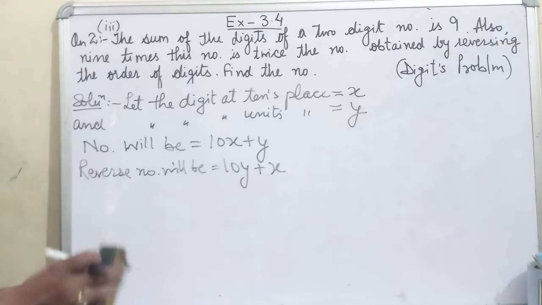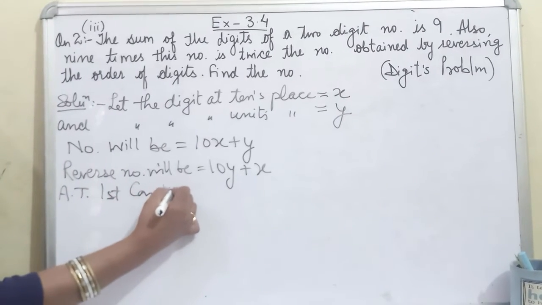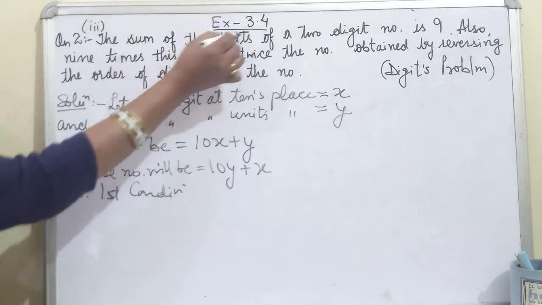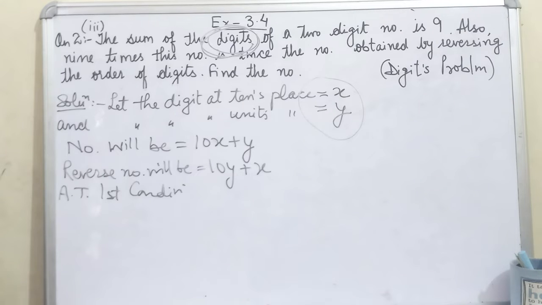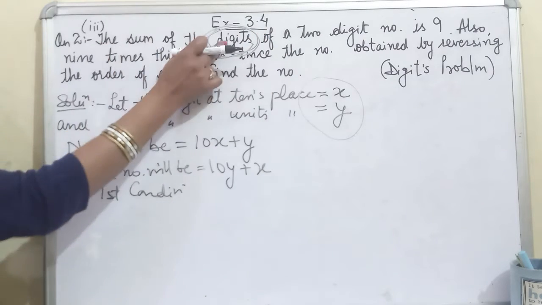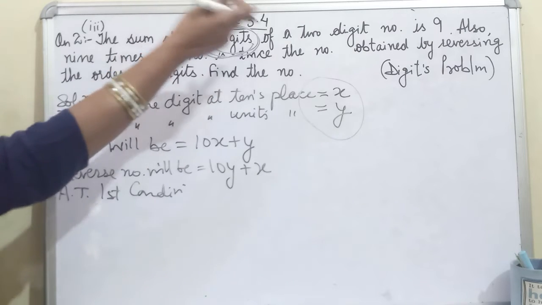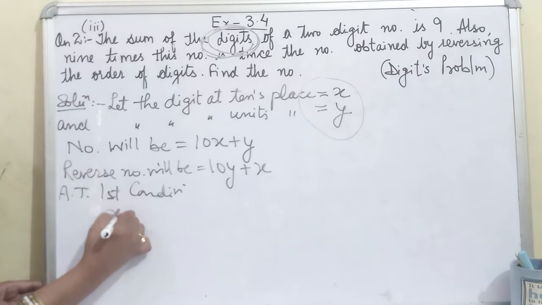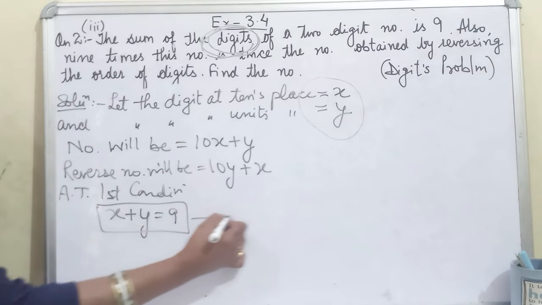Now see what the conditions are here. According to the first condition, the first condition is related to the digits, and the digits are these two, x and y. So the first condition is: the sum of the digits of a two-digit number is 9. So what will be the first condition accordingly? Tell me. x plus y equals 9. So this is our first condition.